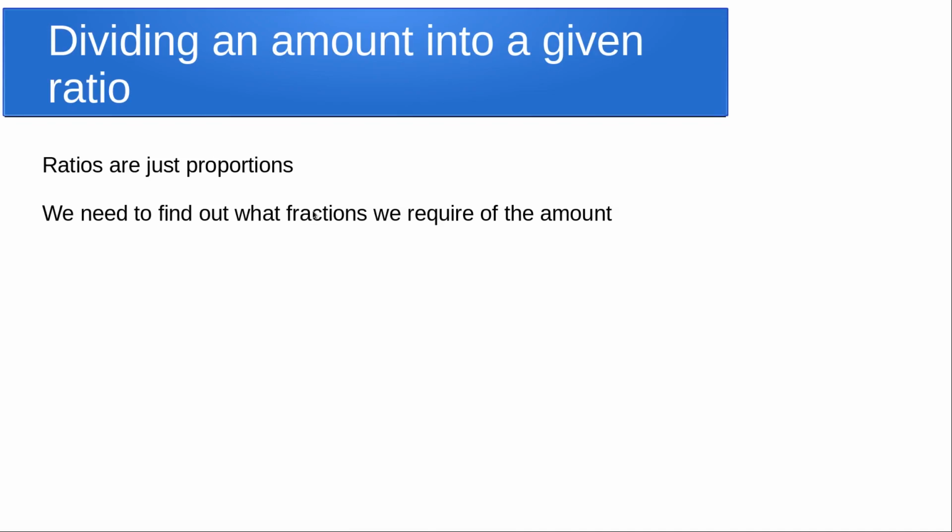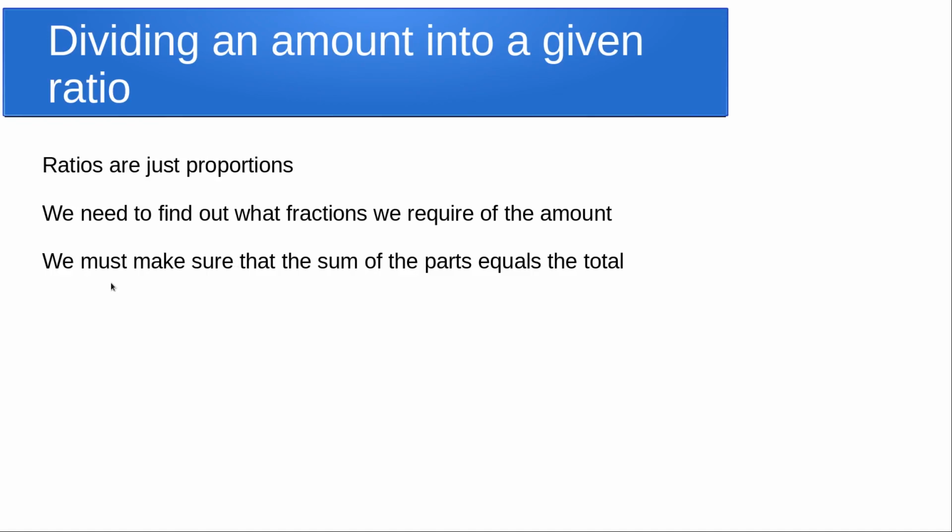Now there are lots of different ways of finding the ratio of an amount, and one really nice way is using bar diagrams. Another is using the unitary method, but this time I'm going to do it using fractions. We must make sure at the end that the total of all our parts adds up to the amount that we actually started off with. It's a nice check that we can do.